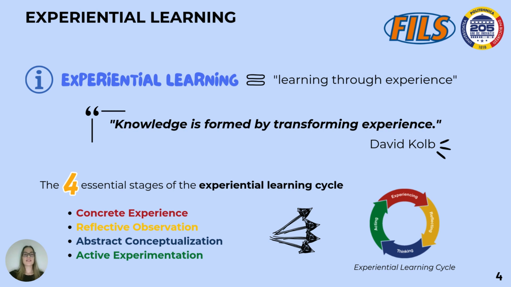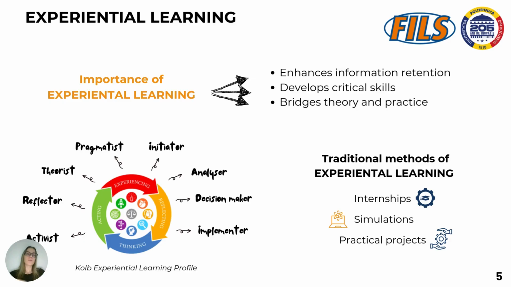So to get started, let's talk about experiential learning. The easiest way to understand it is that it's all about learning by doing. And David Kolb, who is the American expert in this area, said that knowledge is formed by transforming experience. Basically, his idea can be summed up in a simple model called the experiential learning cycle, which has four main stages, which in a second part are split into 8 learning styles showing different ways people learn, this being also known as the Kolb experiential learning profile.